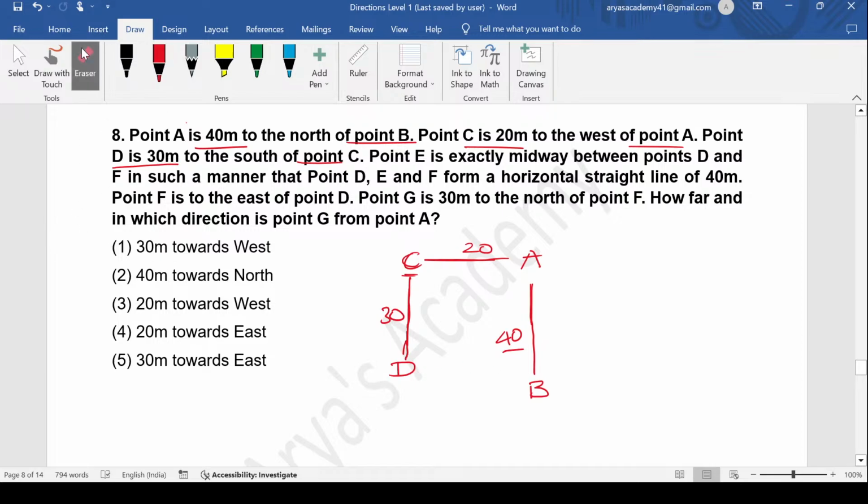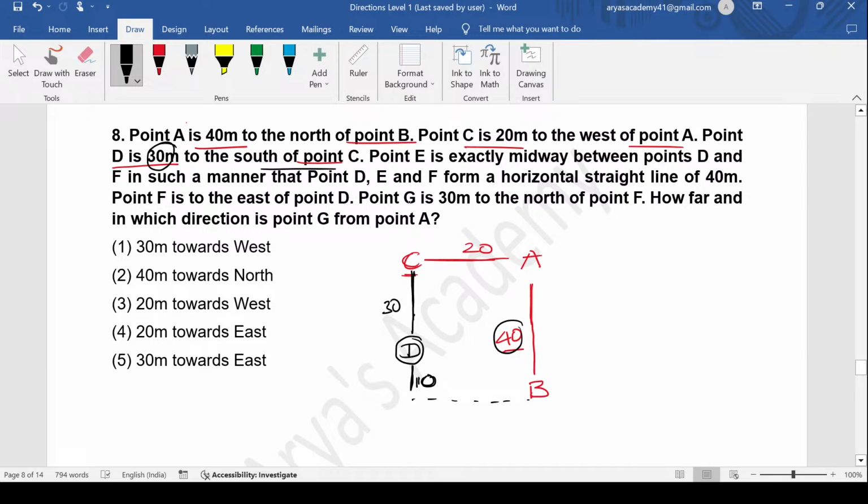I will rub this. So hope you are getting me actually. If you look at the sentence, point D is 30 meters towards south of point C. This is point C, and towards south means I have to obviously come down. But D and B are not in a straight line because the distance between C and D is just 30, whereas the distance between A and B is 40. Hence, this portion is equal to how much? 10. And now here is B. Okay, but D is not in a straight line with B. D is slightly above B.